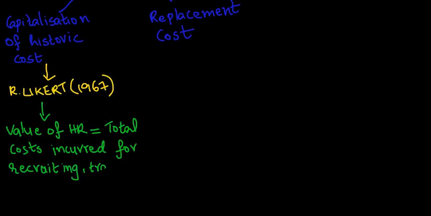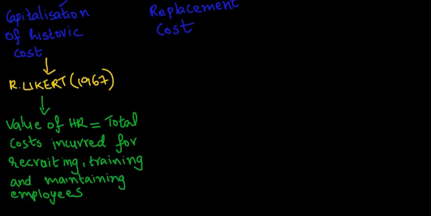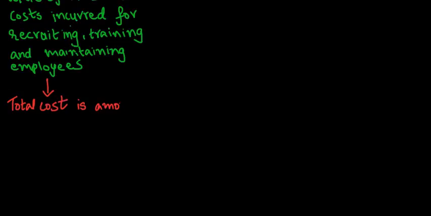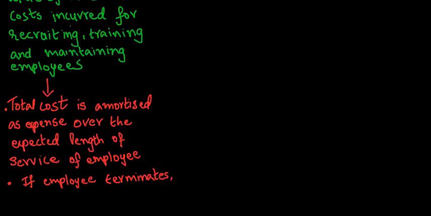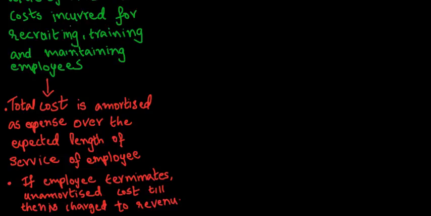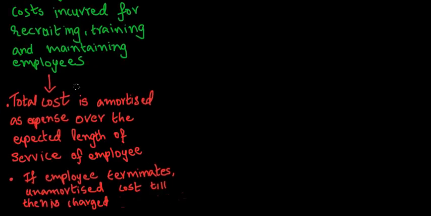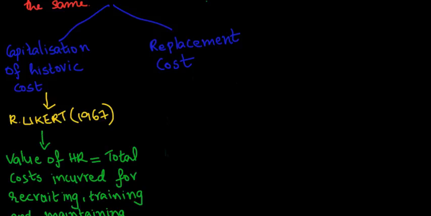The sum of such costs for all employees of the enterprise is taken to represent the total value of human resources. The value is amortized annually over the expected length of service of individual employees. The unamortized cost is shown as investment in human assets. If an employee leaves the firm before the expected service life period, the net asset value to that extent is charged to revenue. Replacement cost model or Flamholtz model was developed in the year 1973.